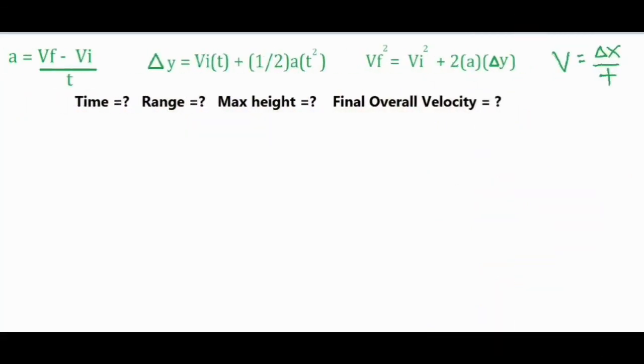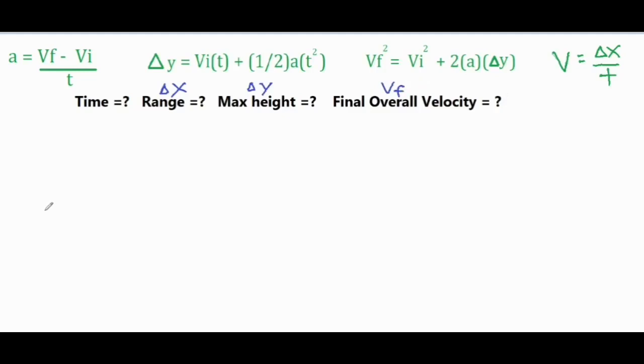I'm going to be doing a full range projectile problem. We're going to be solving for just about every unknown variable that you can for this type of problem. We're going to solve for the total time in the air, the range, which is basically the delta x, the maximum height, which is the delta y at the peak, and then the final overall velocity, which we'll call VF.